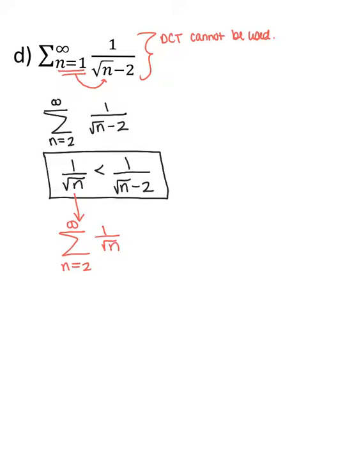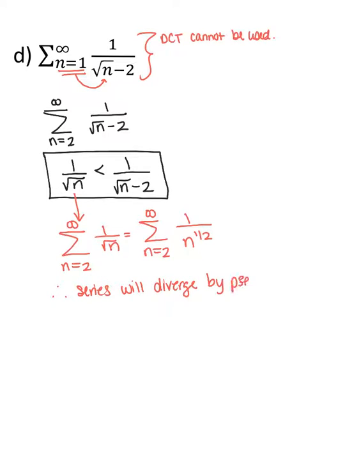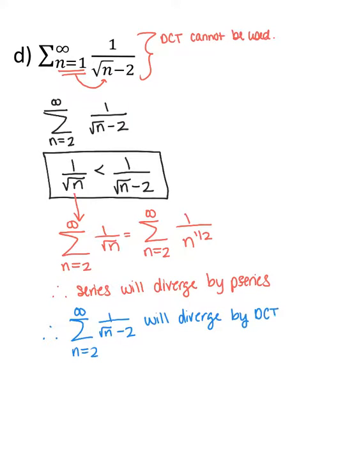And I notice this is going to be another p-series. If I take a look here, I could rewrite this as n to the 1/2. So my p is a half. Therefore, the series will diverge by p-series. Therefore, I know this original series, again I've changed this to 2 to infinity, of 1 over the square root of n minus 2 will diverge by direct comparison test.